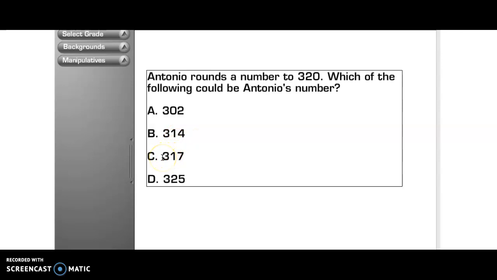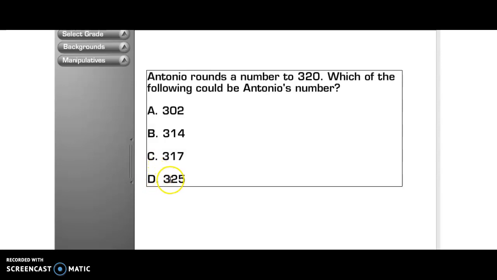Let's look at the letter C. If I rounded this to the nearest 10, I would be circling the 1, underlining the 7, so that would be rounded up to 320. So that could be an option. So we'll keep letter C, but we need to look through every single answer before we decide on which one is the best possible one.